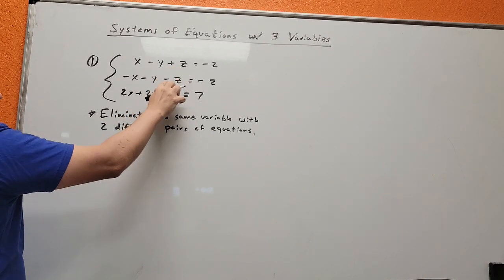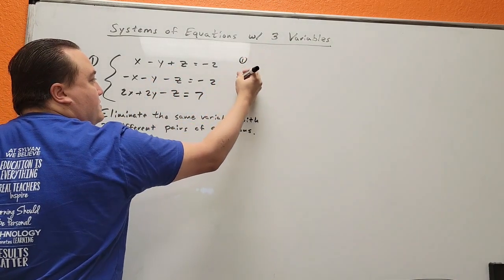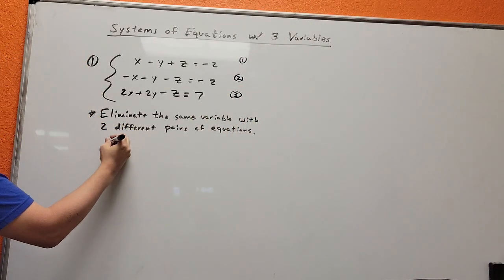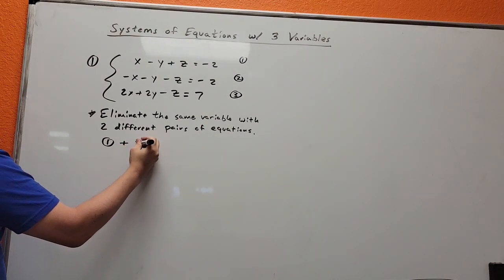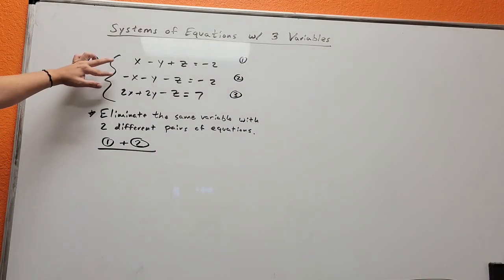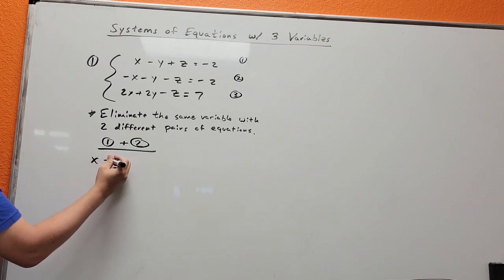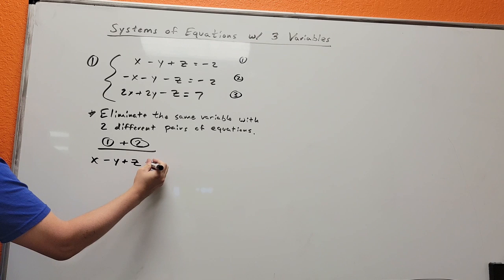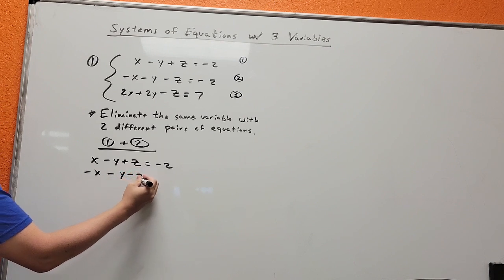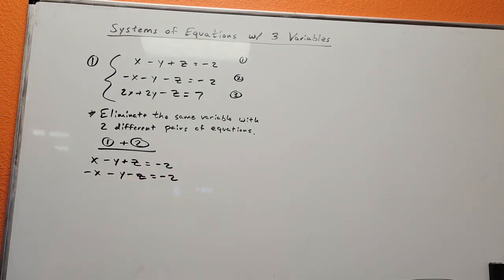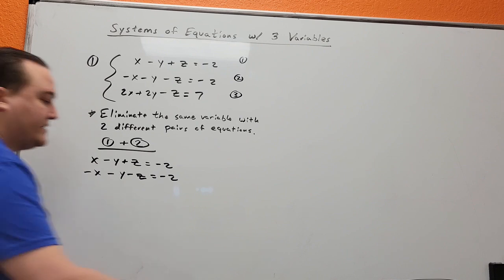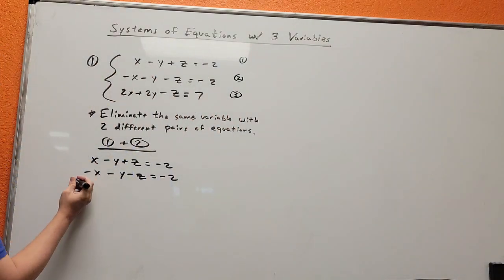So let's go ahead and combine equations 1 and 2, and then equations 2 and 3. There's probably an easier way to do it, but we'll just do this one for now. So we'll just copy the equations and rewrite them. x minus y plus z equals negative 2. Negative x minus y minus z equals negative 2. And now you see, these two will already cancel out, so we can just add them together and get a third equation.